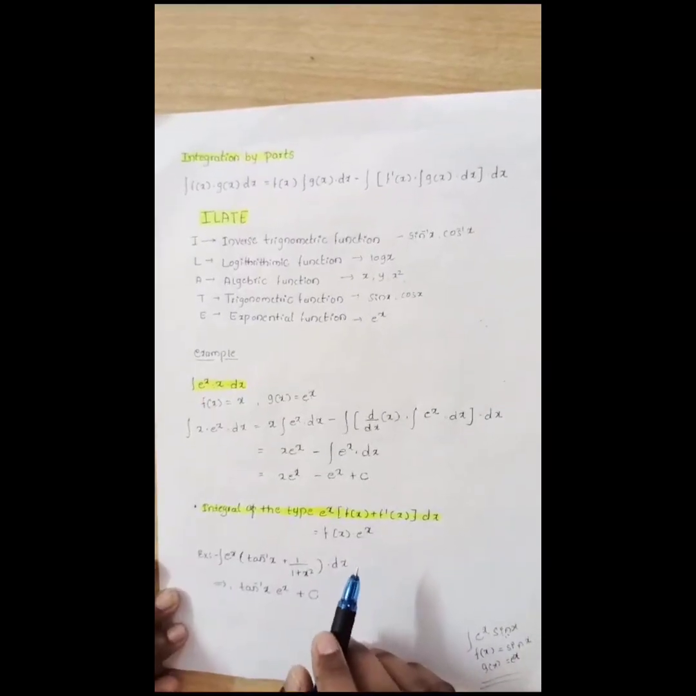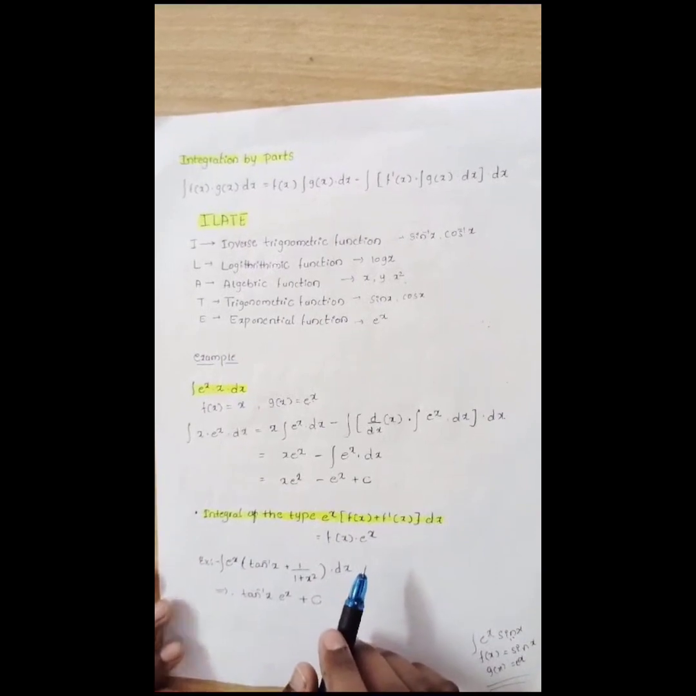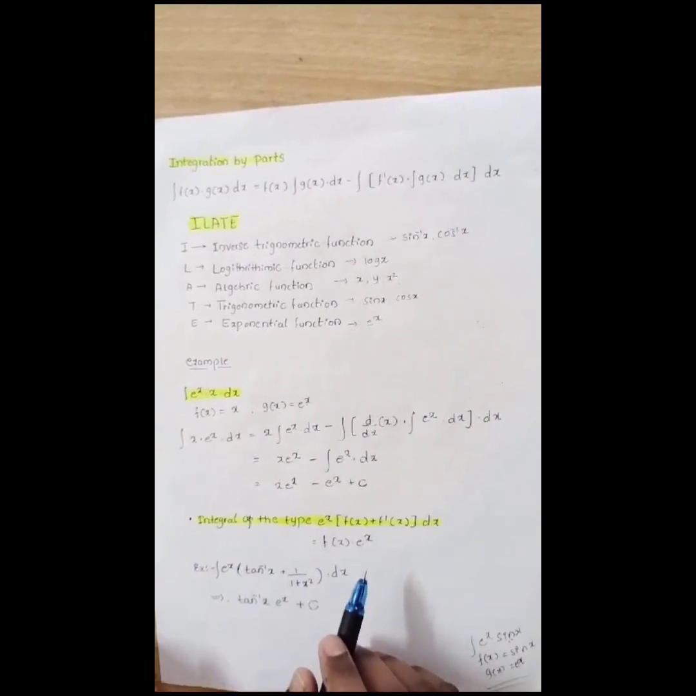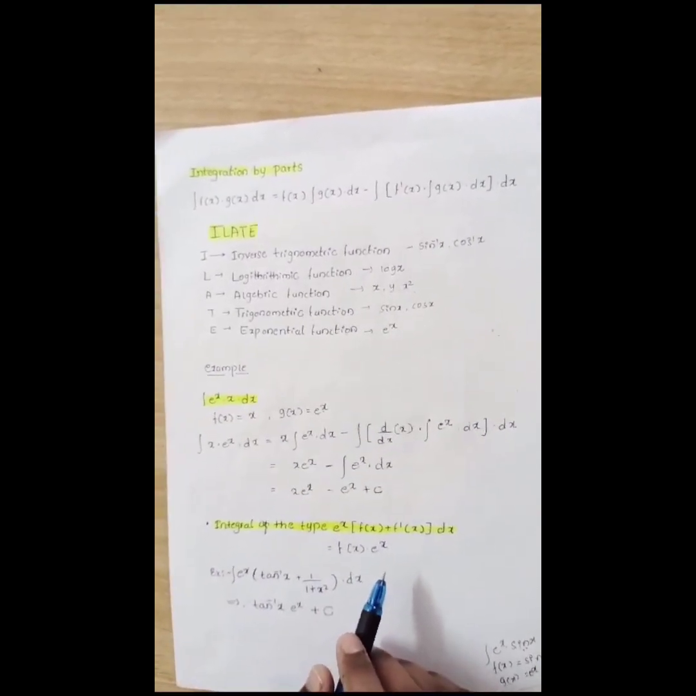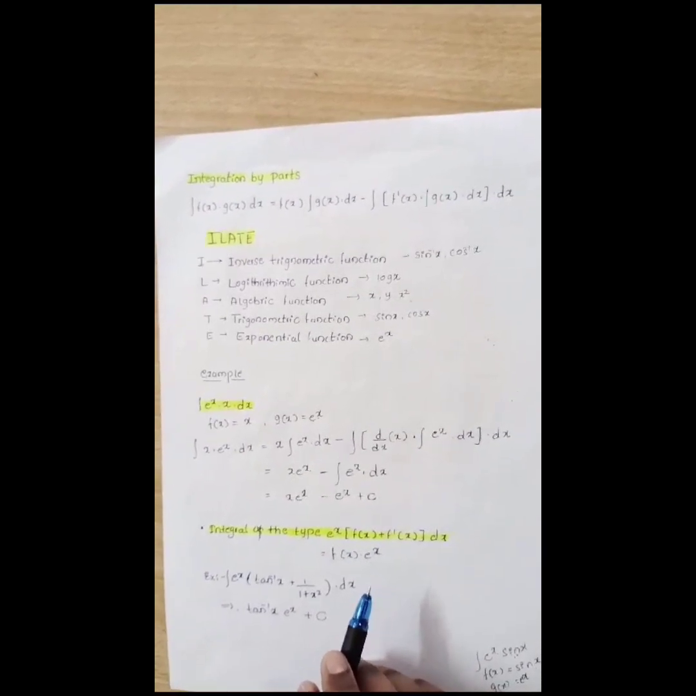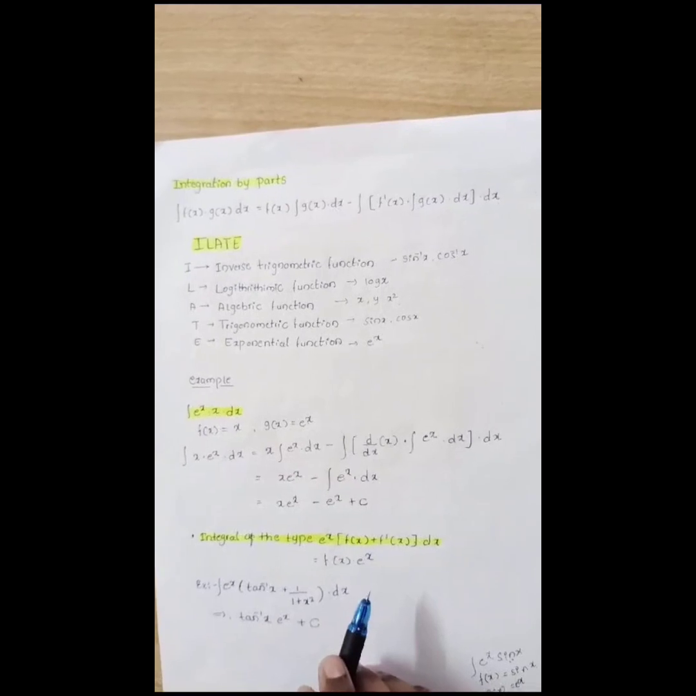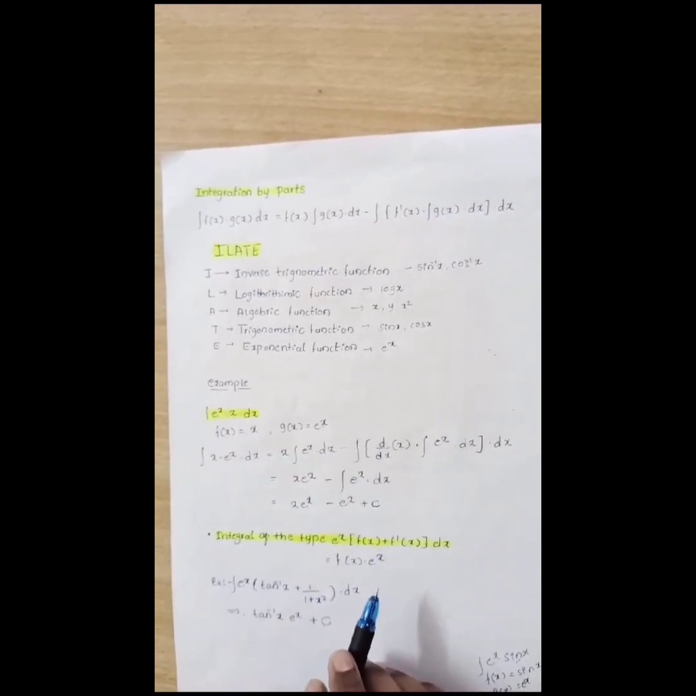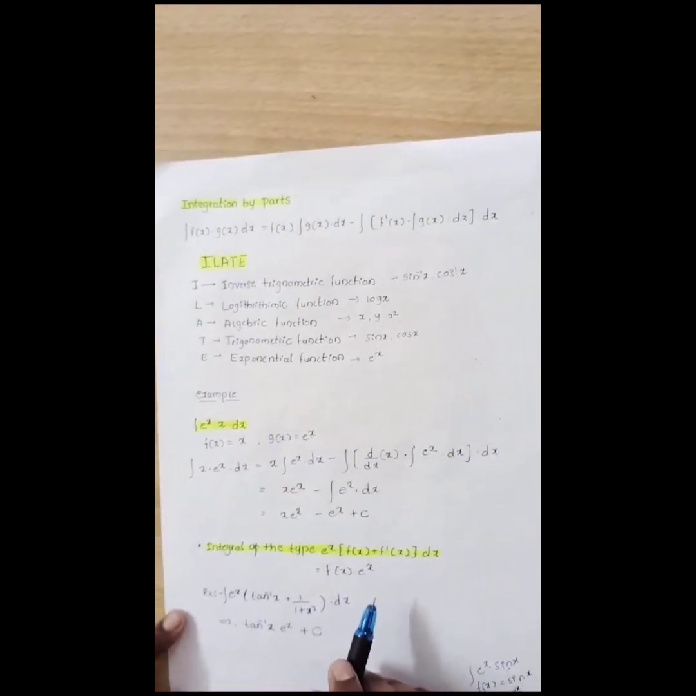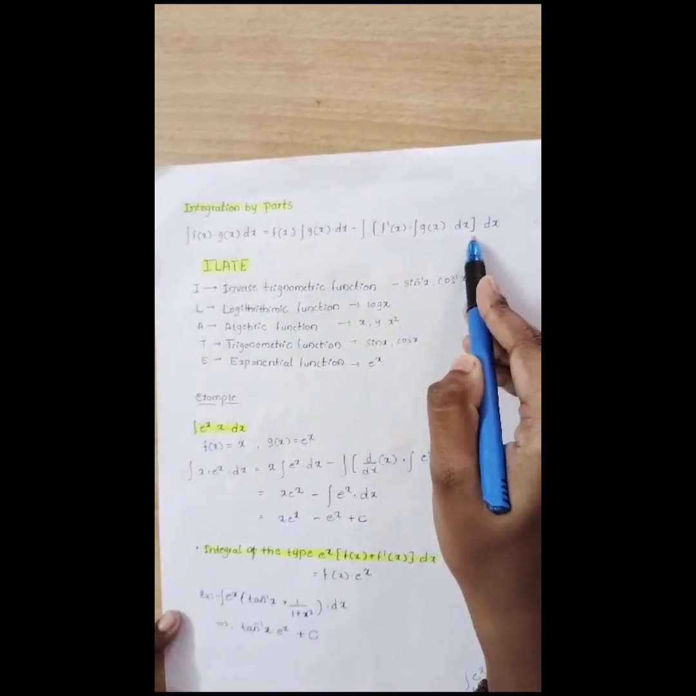Hello everyone, in this video let us know about integration by parts. The integration by parts formula is used for integrating the product of two functions. This method is used to find integrals by reducing them into standard forms. So here is the formula.